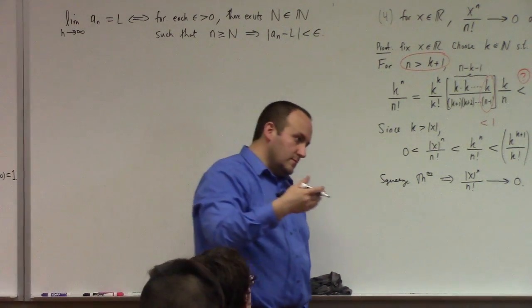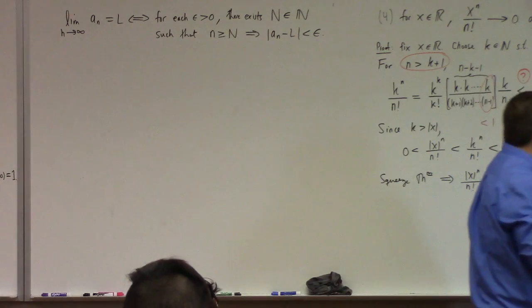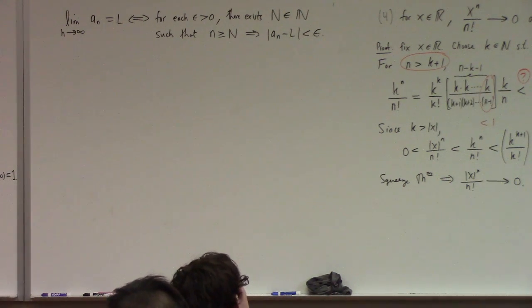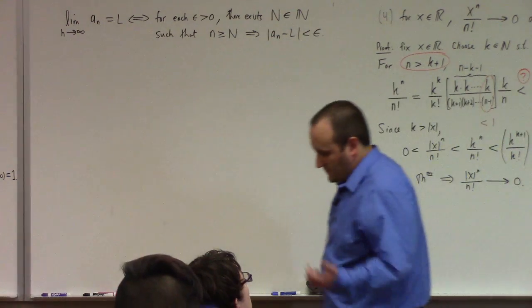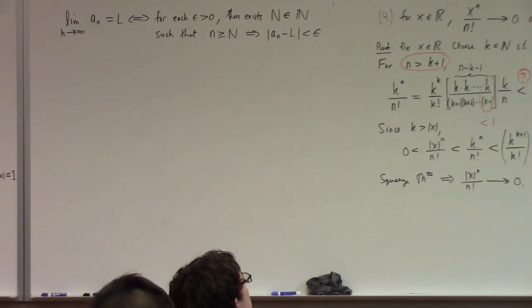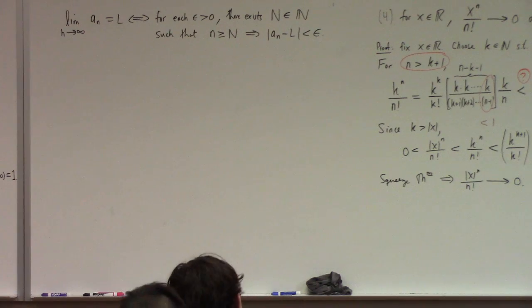Okay, so in order to prove a limit exists, I have to furnish this big N, or maybe you think of it as big K. It's whatever you want to call it. Anyway, it's this fixed natural number such that if you go beyond that, everything in the sequence is within epsilon units of the limiting value.